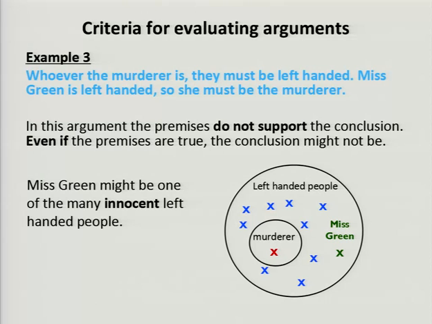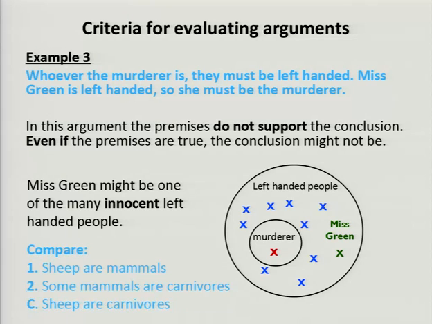There's a group of left-handed people. Miss Green is one of them. That in itself is not going to be enough to say that she actually is the murderer. So in this case, this conclusion is not supported. It is not a valid argument. Additional things would be needed. We would need to say that perhaps she's the only left-handed person on Earth. Then the situation would be different, and so on and so forth.